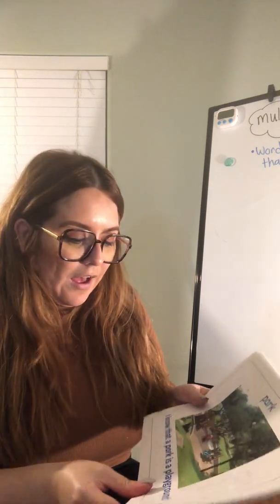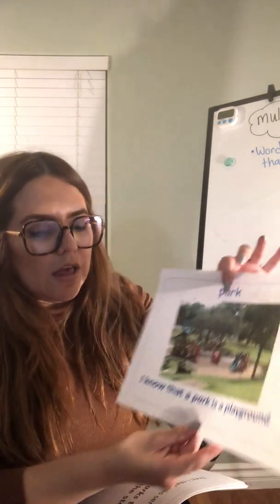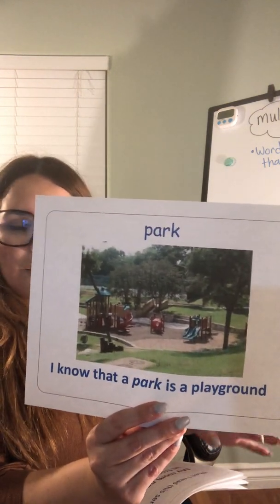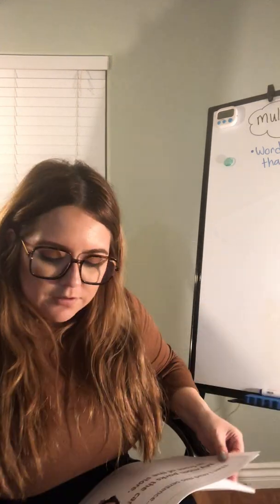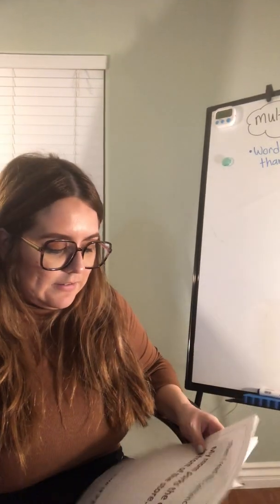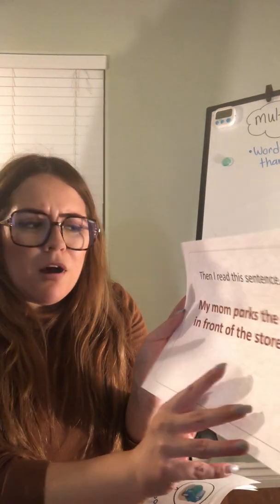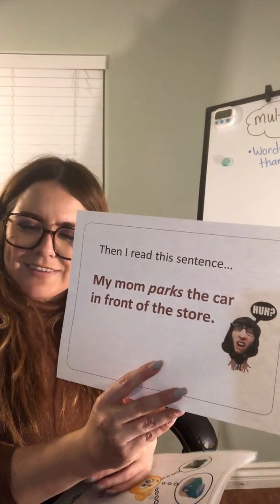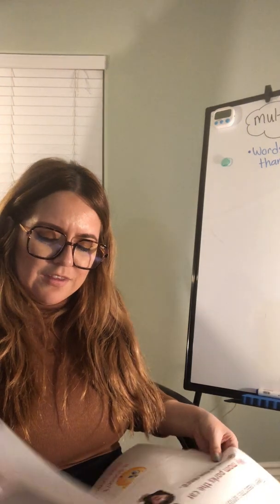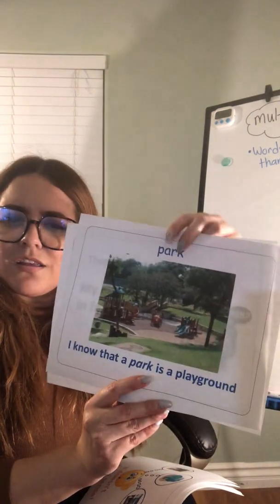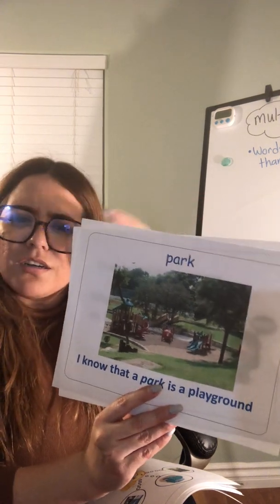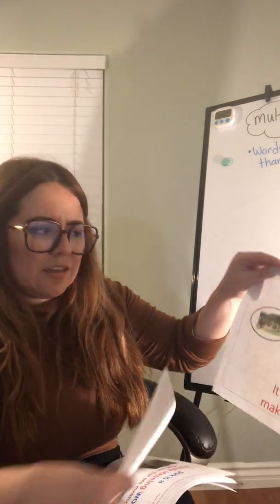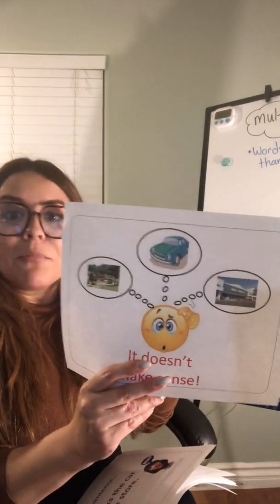For example, I have the word park, and I know that a park has a playground or is a playground, and it looks something like this, right? We all know a park. But then I read a sentence that says, my mom parks the car in front of the store. What? Does that make sense? If this is what a park looks like, how can my mom park the car in front of the store? How does that work? It doesn't make sense. I'm confused.